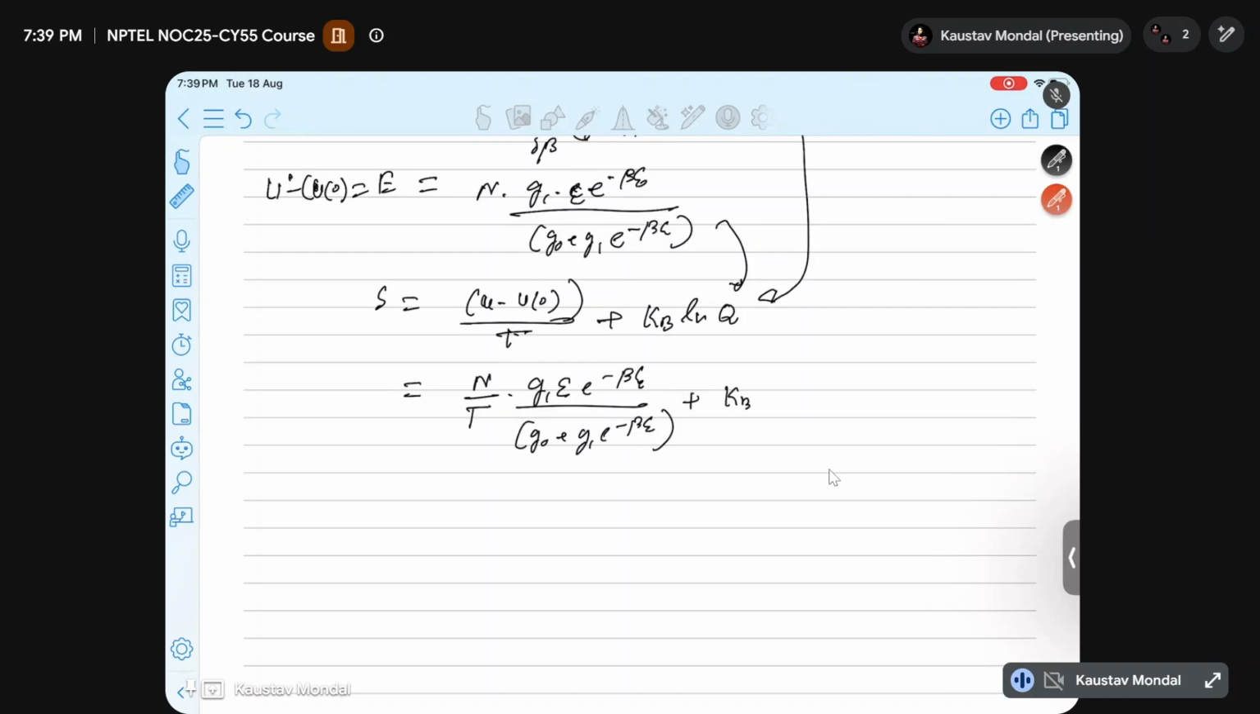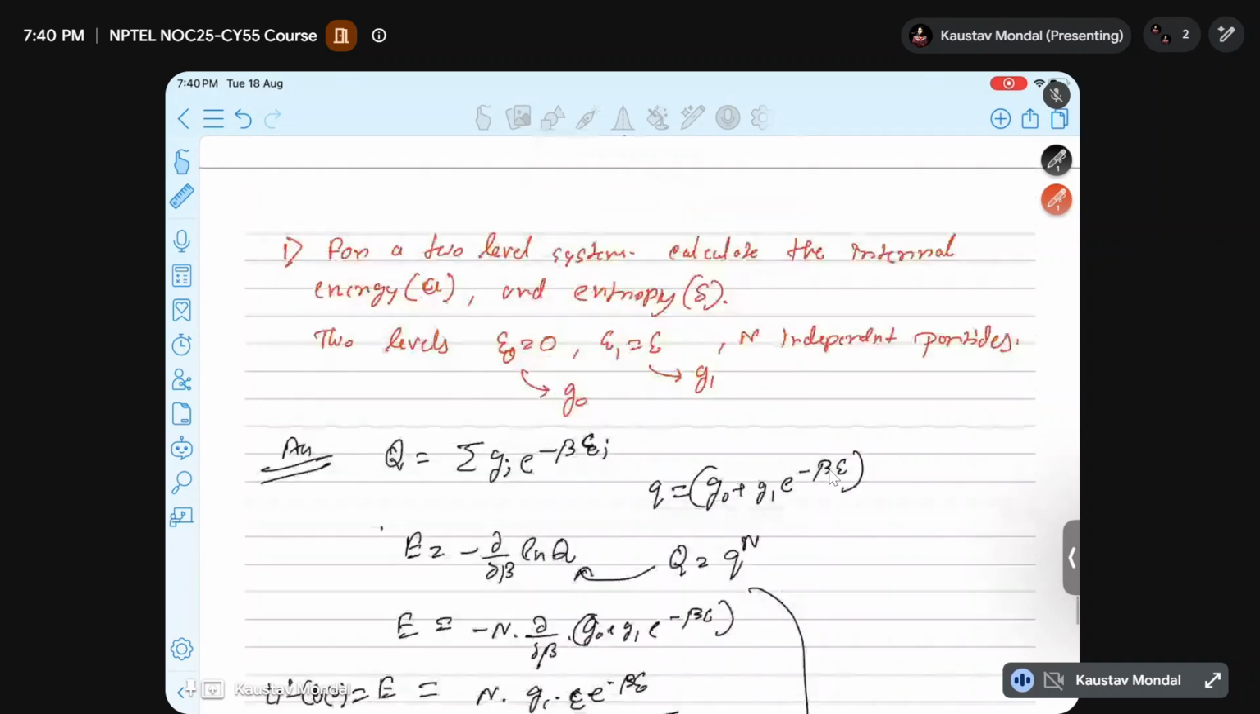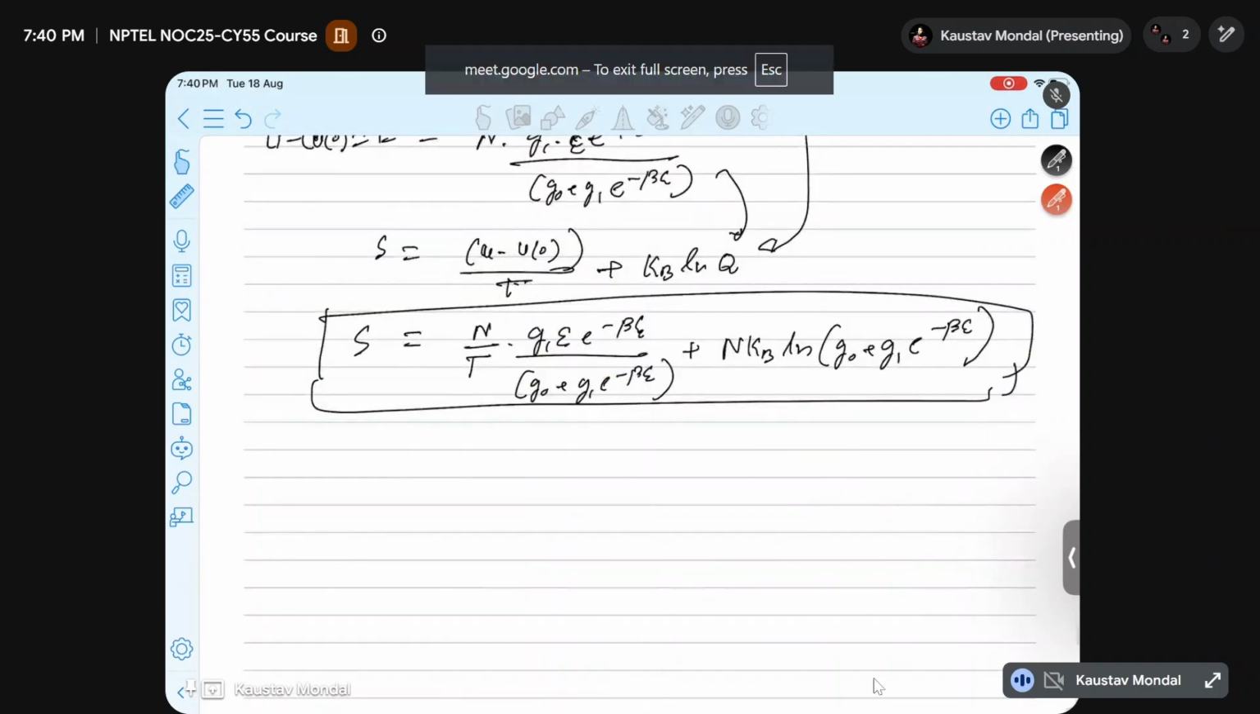plus kB ln Q. So ln Q, if you do, Q is nothing but, so N is there, so N kB into ln Q, that is g0 plus g1 e to the power minus beta E. So entropy S. Okay, this is how you can solve this problem.